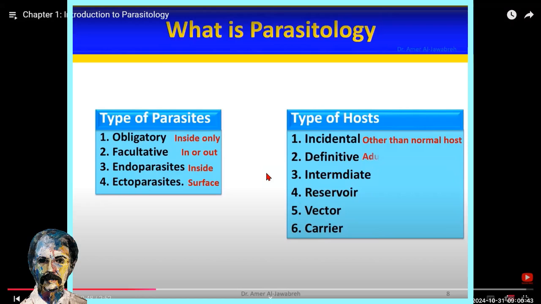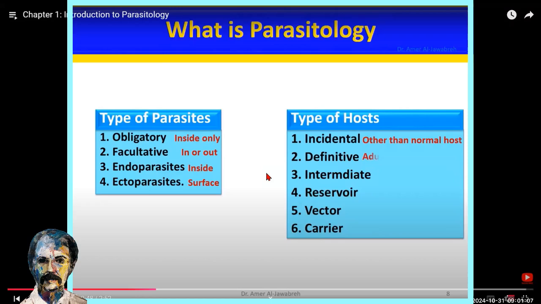So this is other than the normal host. The normal host in Leishmania is the rodent, like the sand rat or the hyrax. But as a human being, if I come across, then they can infect me. I am not the original one, but I am an incidental host. That's one. Then there is a definitive host.